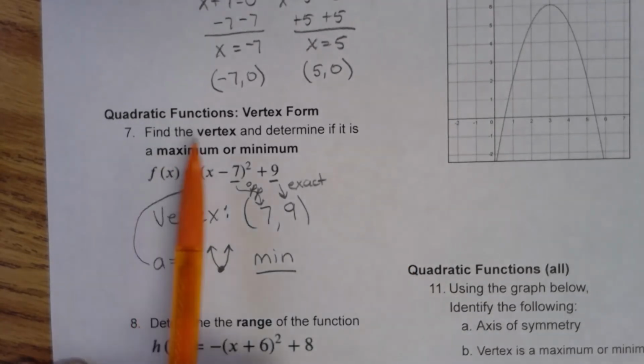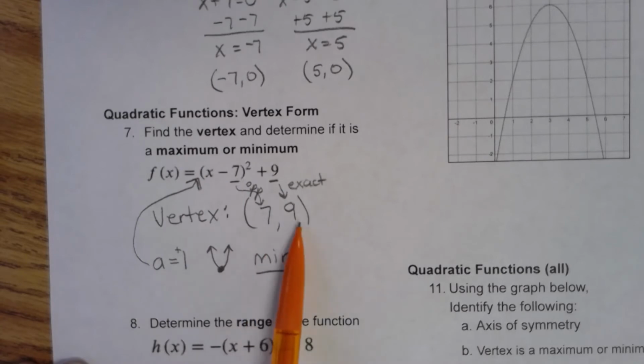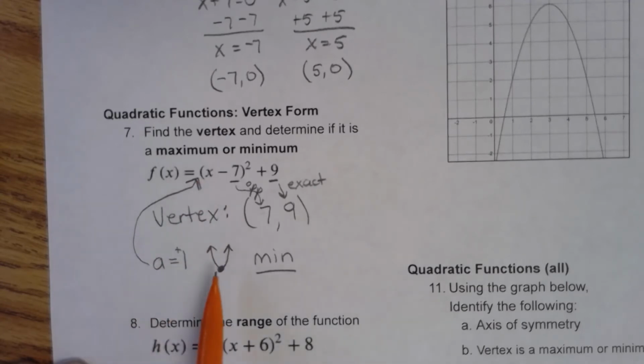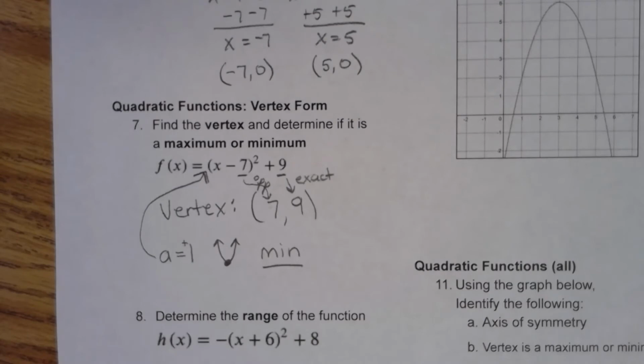So when we find our vertex, we name our HK, and then to know if it's a max or min, just look back at your A value. It tells you if it opens up or down, so that you'll have that highest or lowest point.